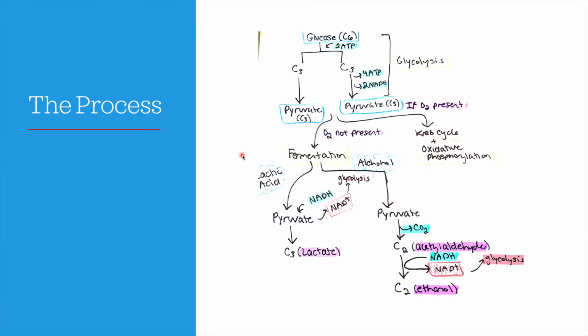The process of fermentation starts with glycolysis, where glucose is partially oxidized to form two pyruvate molecules. 2 ATP and 2 NADH molecules are produced in this process. If oxygen is available, Krebs cycle and oxidative phosphorylation will ensue. If oxygen is not available, fermentation will take place in order to regenerate NAD+ for glycolysis to continue, so ATP can continue to be produced.